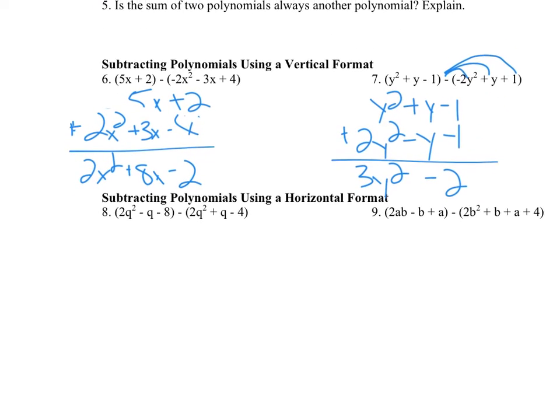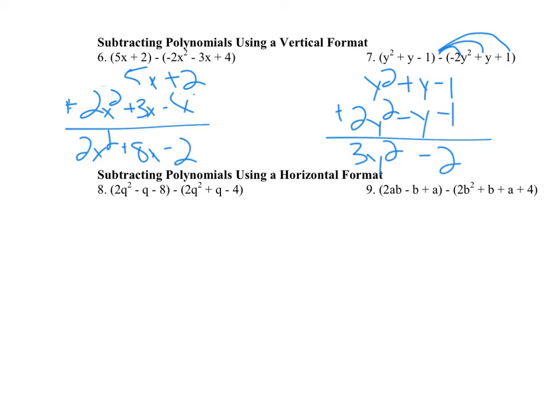Now subtracting horizontally. Similar concept, we're going to distribute the negative. My first term has these parentheses. I don't need them there anymore, since nothing actually happens to them. The second set is important because that tells us the negative goes to all of those. So I get a negative 2q squared minus q, and then that becomes a positive 4.